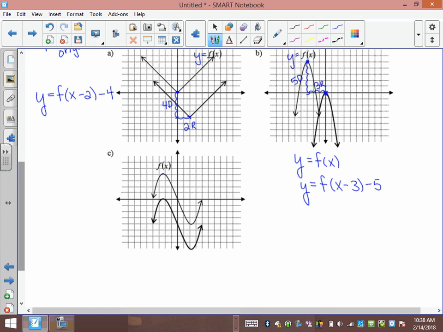This one has only been moved 1, 2, 3, 4 down. So our y equals f of x is going to become y equals what? f of x. Now that doesn't change, because nothing was done to the x. And what? Minus 1.